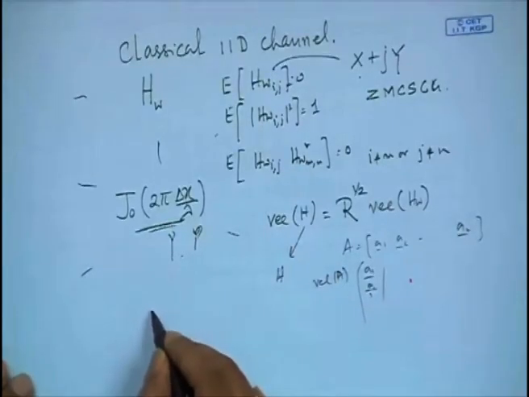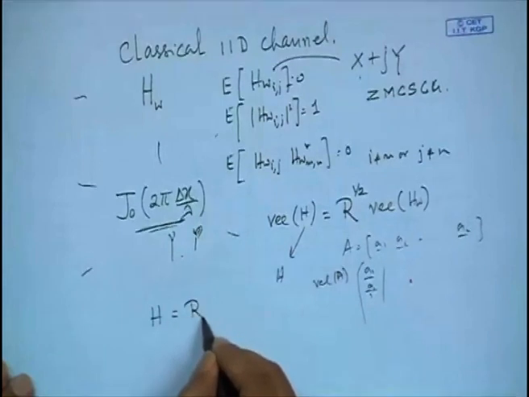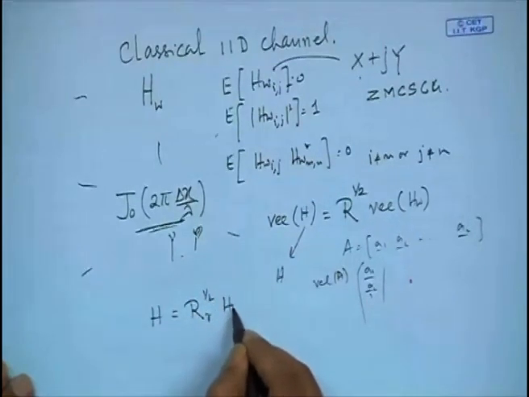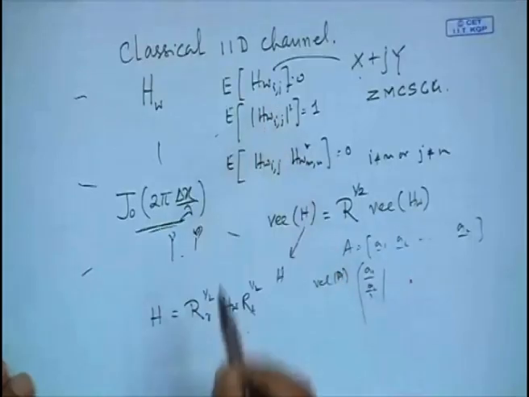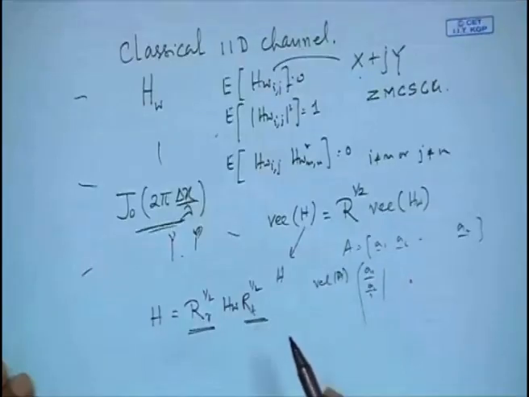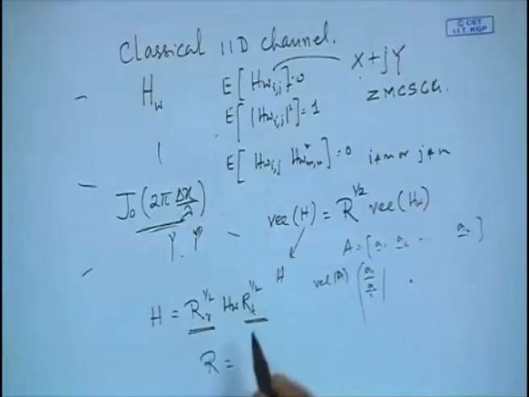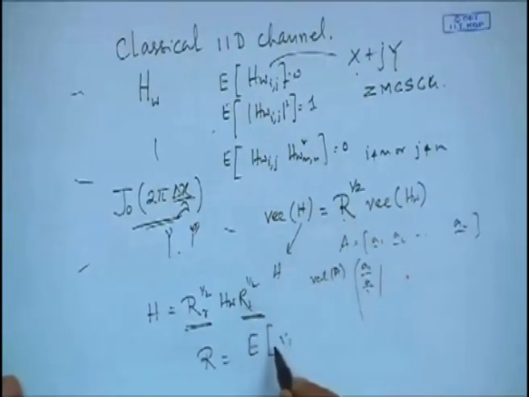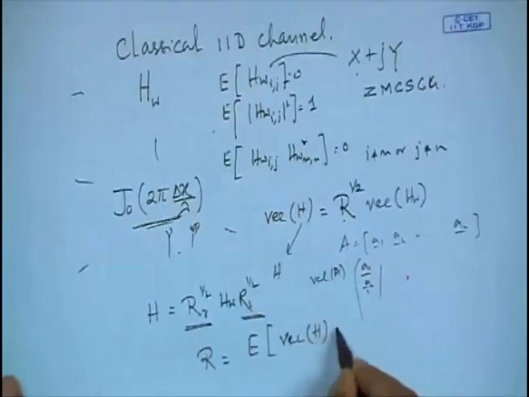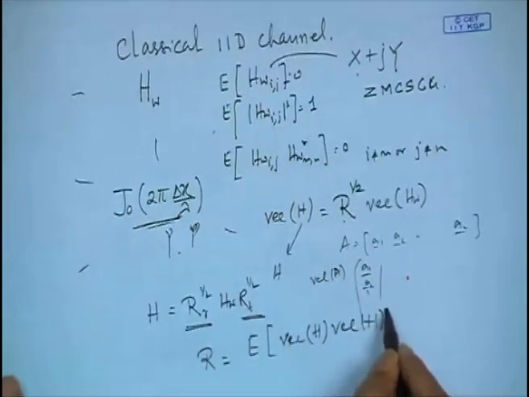We have also said that another simplified model to capture correlation is H equals RR to the power of half times HW times RT to the power of half. This is the spatially white matrix, which is started with the classical IID. This is the covariance matrix at the receiver side, and this is that at the transmitter side, and this is how you would get it. Finally, if you would like to get R, this R is vec of H times vec of H Hermitian.